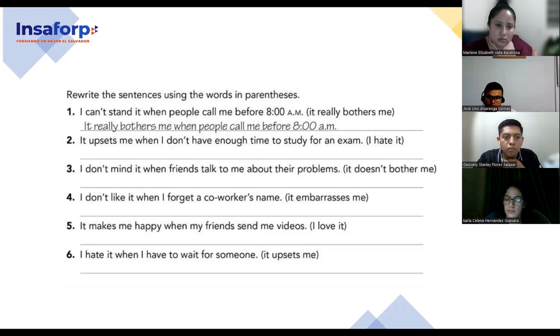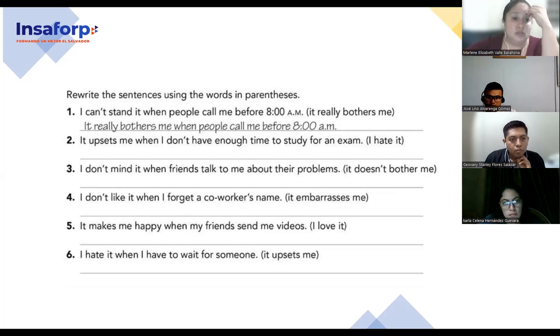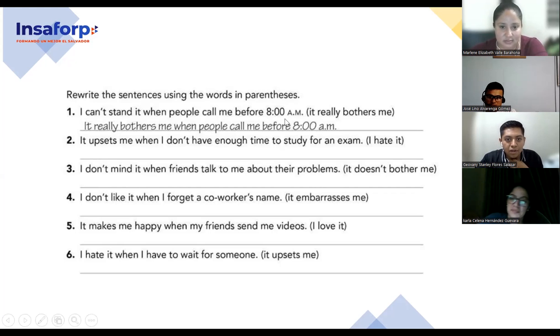Here we have the sentences. We write the sentences using the words in parentheses. In parentheses we have some phrases like: it really bothers me, I hate it, it doesn't bother me, it embarrasses me, I love it, and it upsets me. So here we are communicating about it, and what we're going to do is rewrite the sentences. For example, number one: I can't stand it when people call me before 8 a.m. This is good. I can't stand it when someone calls me before 8, like the alarm clock. And then we can say, it really bothers me when people call me before 8. So we are going to write the sentence using the information in parentheses. I'm going to substitute the vocabulary, pretty much.